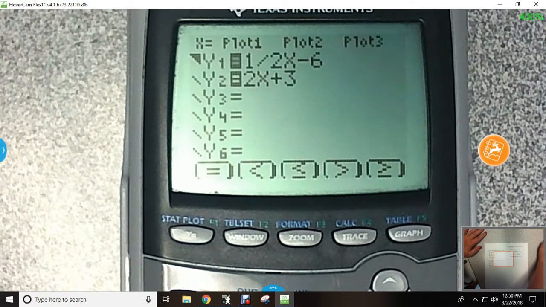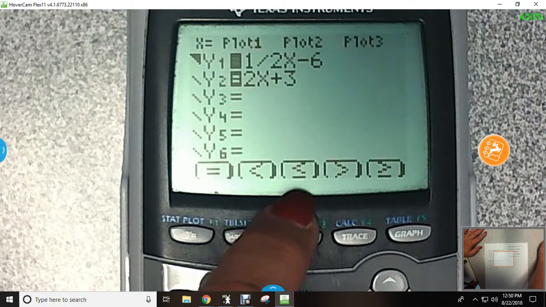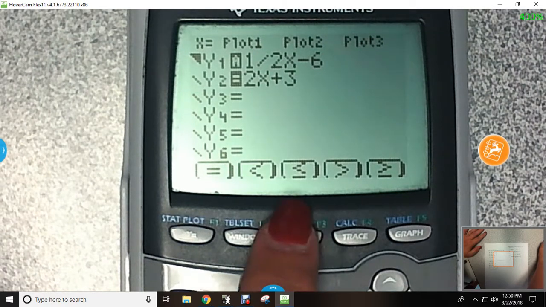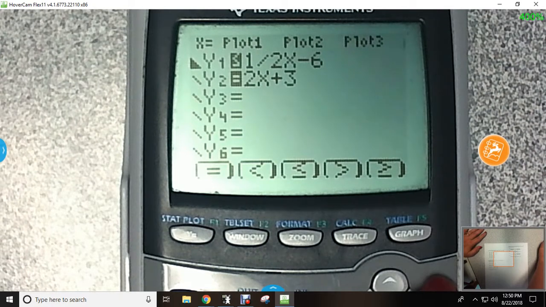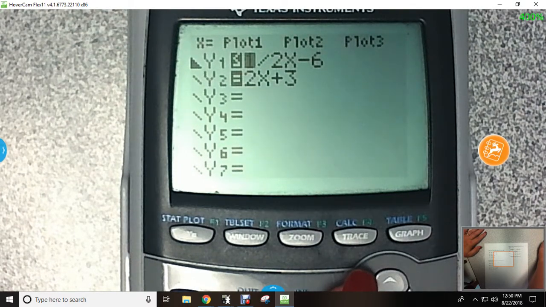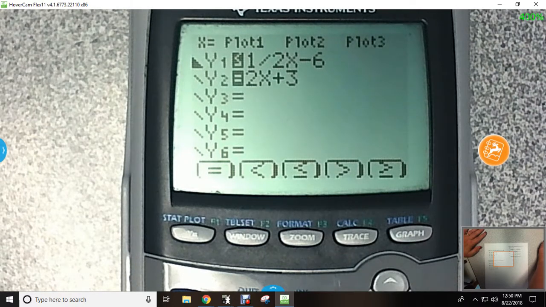To do that, if I want to change that equals sign for 1/2 x minus 6 to less than or equal to, here's how you do it. You're going to press the green alpha button and the button that's underneath the inequality you want. And so now when I arrow off of it, you can see it's showing less than or equal to. Now, not all of these calculators have that. If yours does, I want you to go back over and change that back to an equal sign.